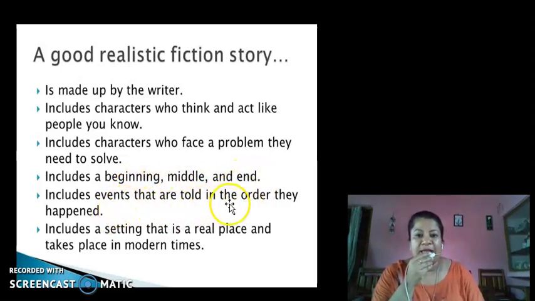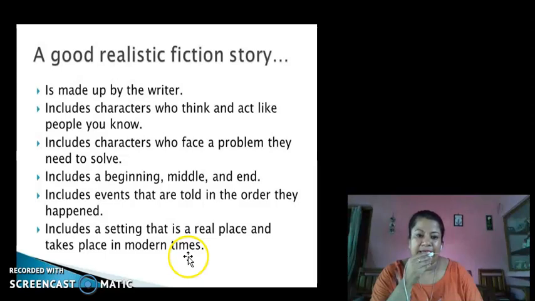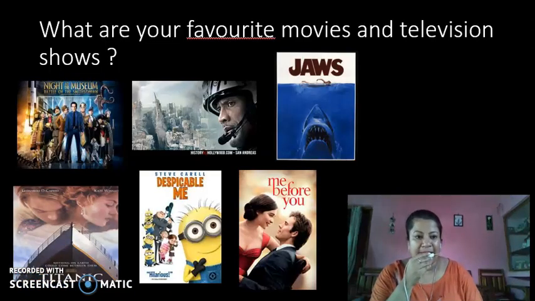Then it includes events that are told in order, okay. Remember, the story will not be jumbled up, it will always be in order. So it includes events that are told in the order they happened, okay. And then there will be a real place. The setting will be a real place, and it will take place in modern time. So you will be able to connect with the setting and also the time. Clear? Now let's look at this next slide, okay.